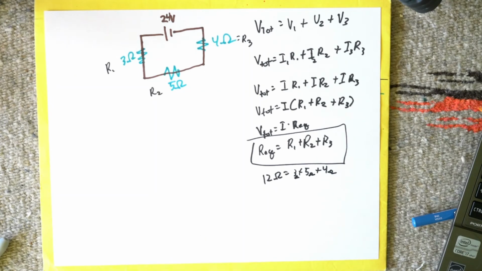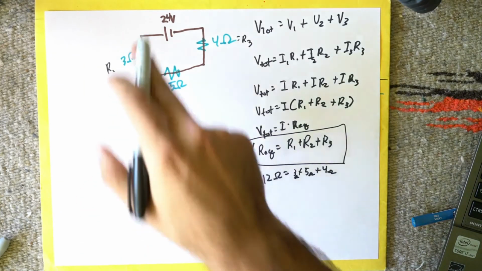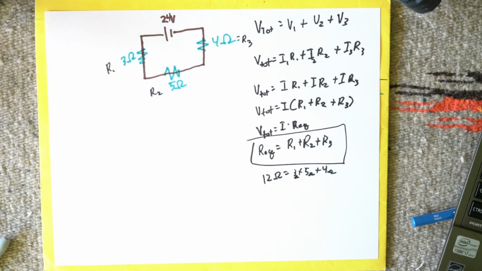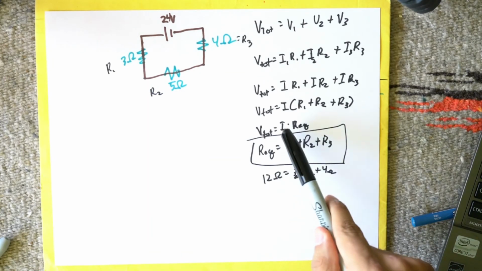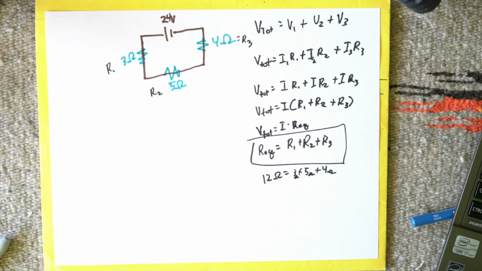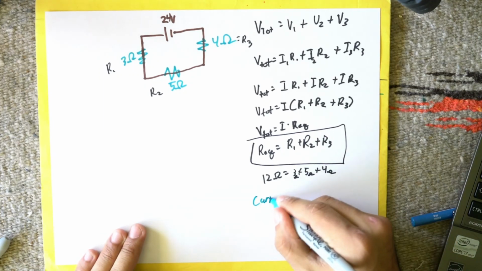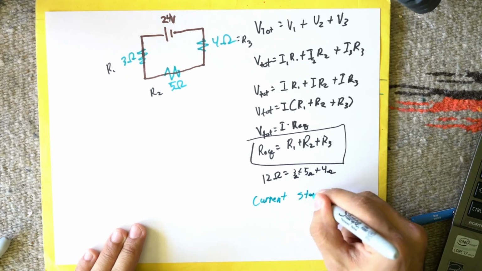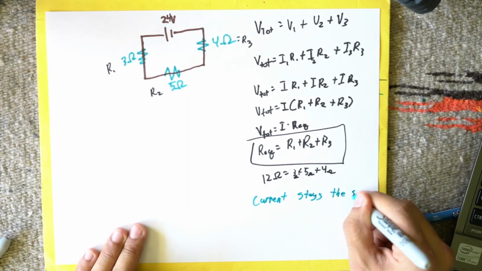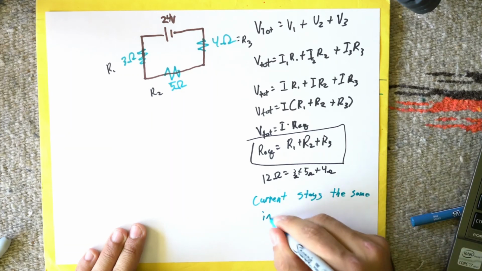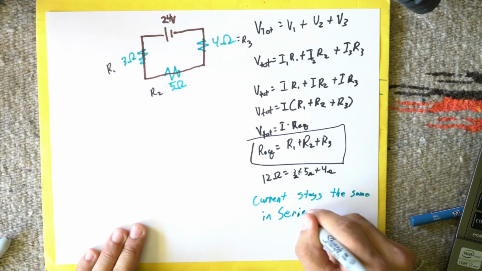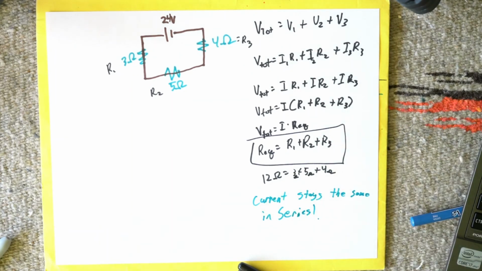So if I give you another one with any numbers, you just have to physically, okay, 1, 2, 3, add them all up. It doesn't matter what they are. If they're in series, that's the answer. Now the other thing that's important is that current is the same. Current stays the same in series. Okay, remember that. Current stays the same in series, and then the equivalent resistance of series, you just add up together like that.